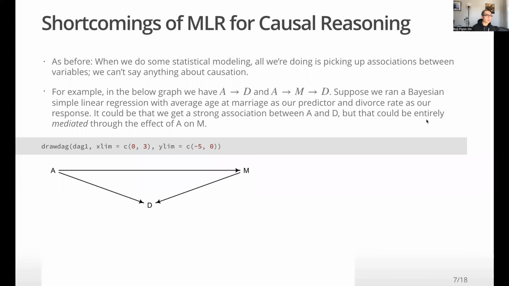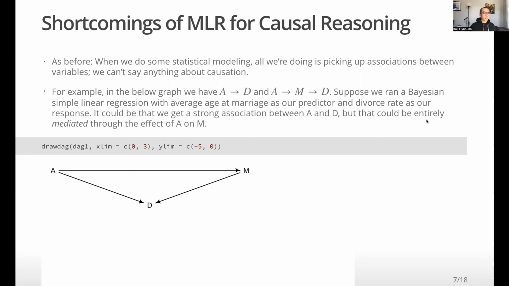As before, when we're doing this sort of statistical modeling, all we're doing is associations unless we're in an experimental setting. And so as an example, suppose we ran a simple linear regression model in a Bayesian framework using average age at marriage as our predictor and divorce rate as a response. So we might end up with a pretty big coefficient on average age at marriage per state. But we could just totally be picking up this mediated relationship wherein the relationship between A to M is super strong, and then M to D is super strong, but A to D is quite weak. And so despite it being the case that statistically it looks like there's a really strong relationship between A and D, causally there's a really weak one.